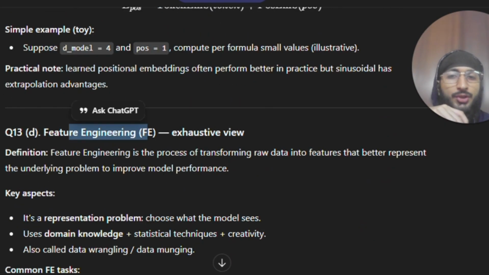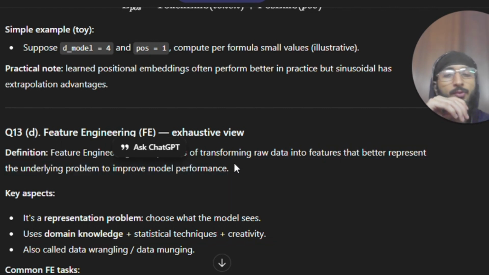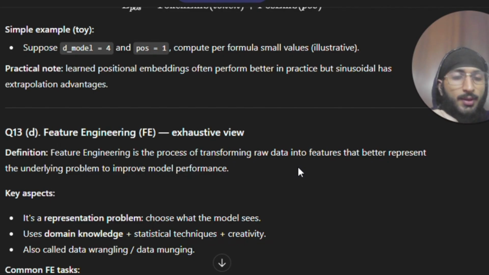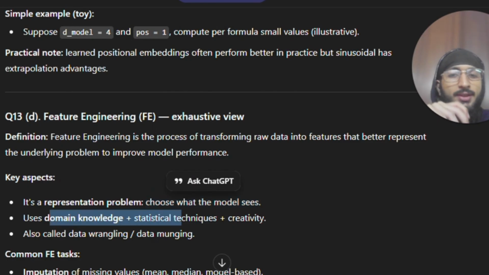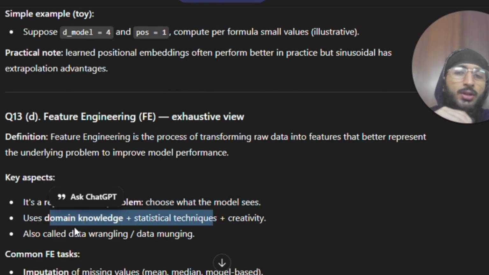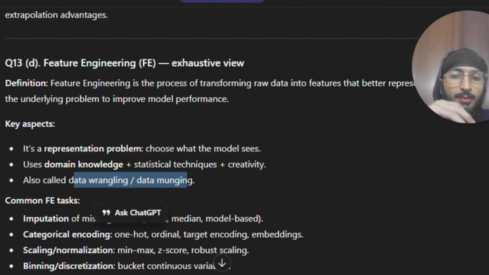And finally, we have feature engineering. It is the process of transforming raw data into features that better represent the underlying problem to improve model performance. It's a representation problem. Choose what the model sees. It uses domain knowledge plus statistical techniques plus creativity, also called data wrangling or data munging.